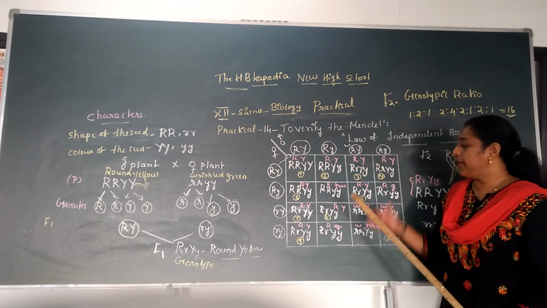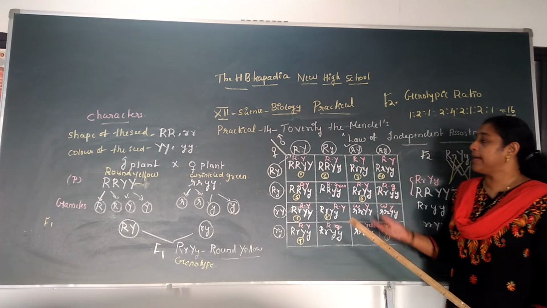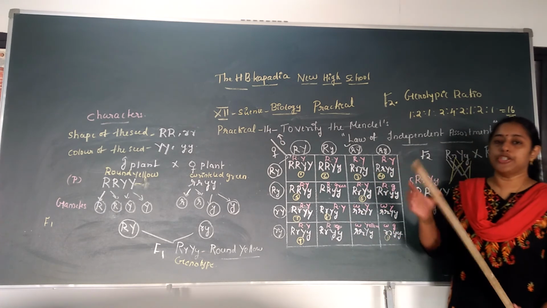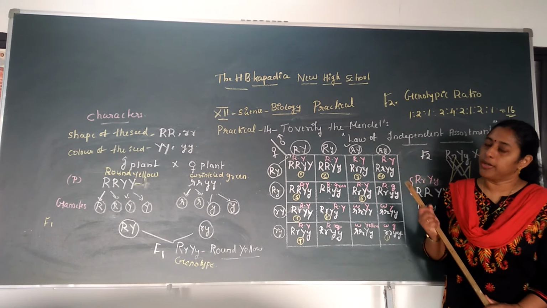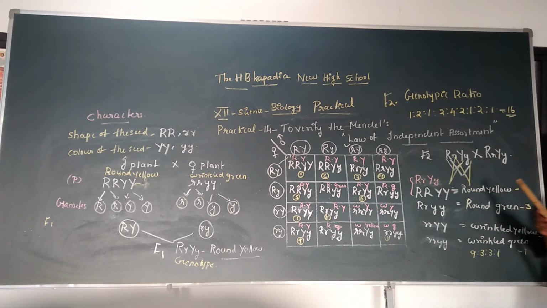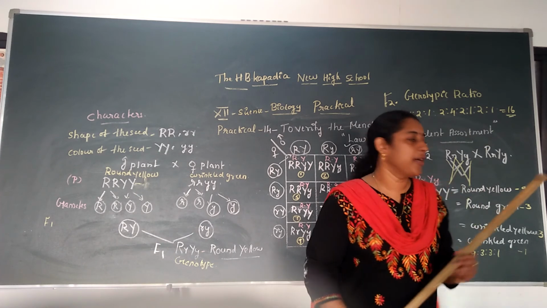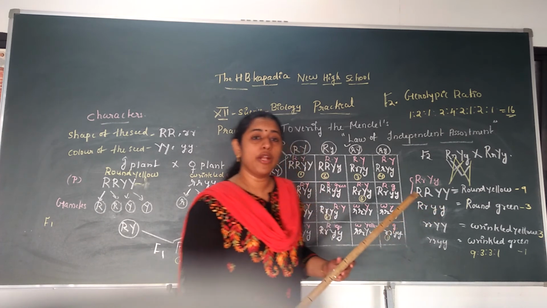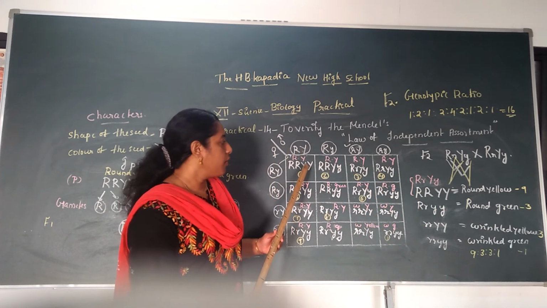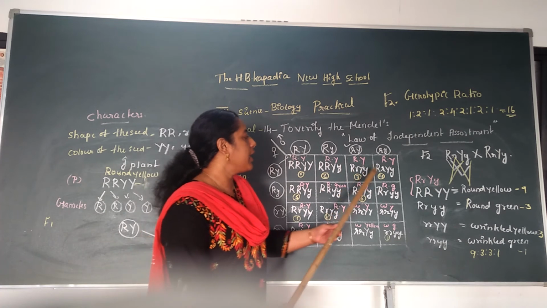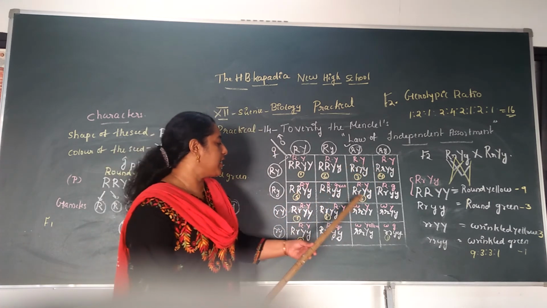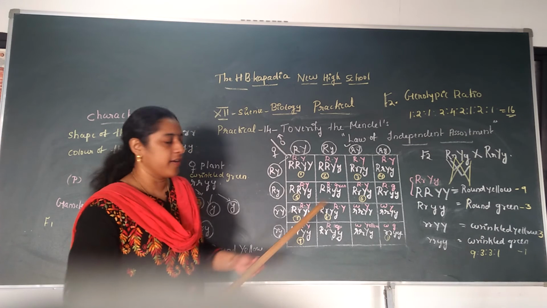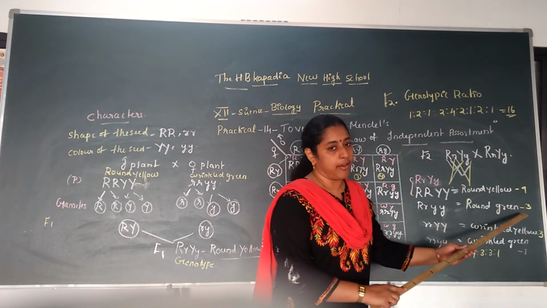Now, after completing this, what is the next step? You have to write the ratio. First we will write the phenotypic ratio. What is the phenotypic ratio? After counting, the phenotypic character is round yellow. So how many round yellow do we have? We count 1, 2, 3, 4, 5, 6, 7, 8, 9. So we have 9 round yellow.